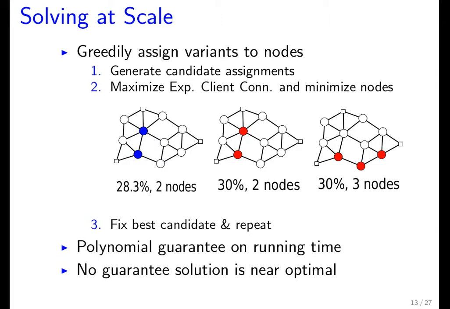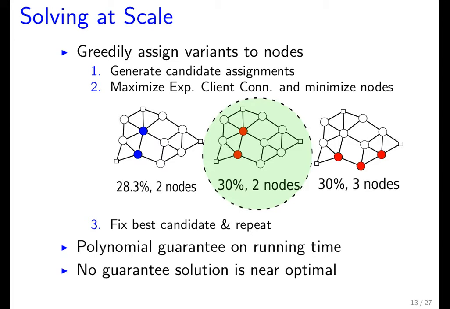We repeat these 3 steps over and over again until we've assigned the whole network. So the first step, we generate a candidate set of assignments. In the next step, we look through them and we want to pick the one that maximizes the expected client connectivity while minimizing the number of assignments you needed to do it with. And so out of these 3 examples that could happen in the first iteration, we would pick the middle one because it has more expected client connectivity than the one to the left, and it also uses fewer nodes than the one to the right. So we'd fix this as the best candidate, and we'd repeat this.